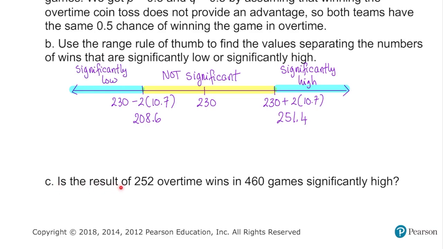C. Is the result of 252 overtime wins in 460 games significantly high? 252 is in here. It's greater than 251.4. So yes, it is significantly high.